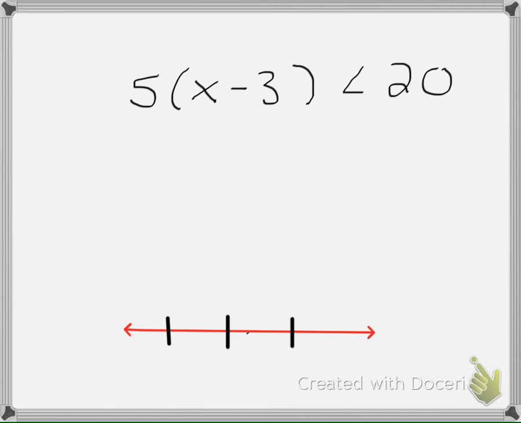Last one, copy it down. 5 times the quantity x minus 3 is less than 20. Okay, turn the video off and don't turn it back on until you're done.